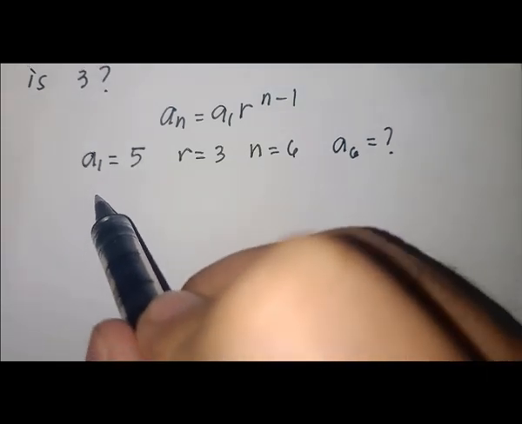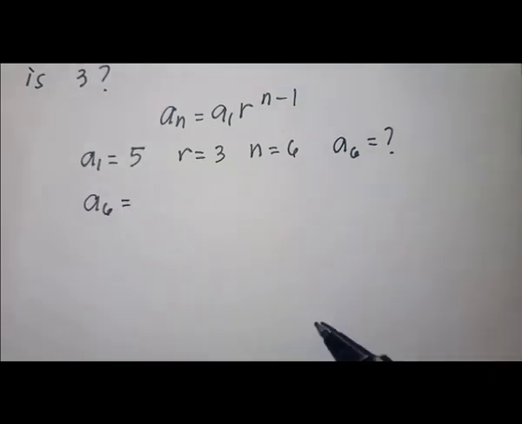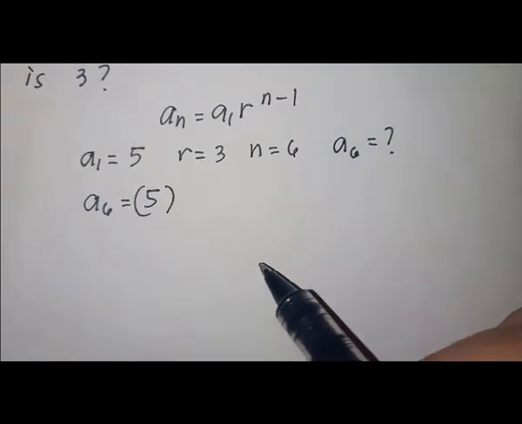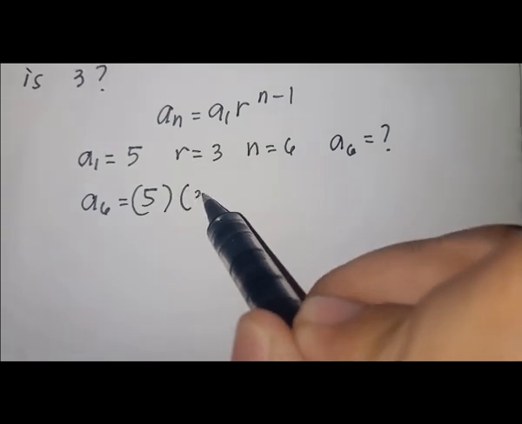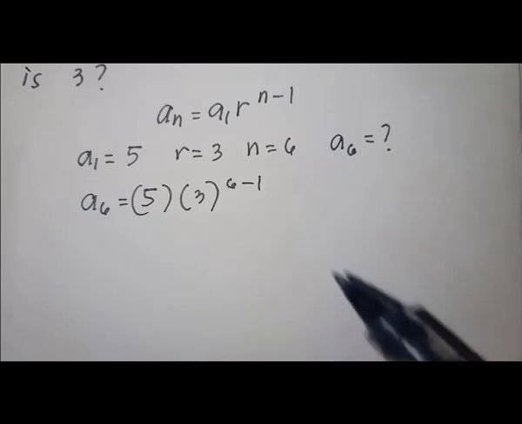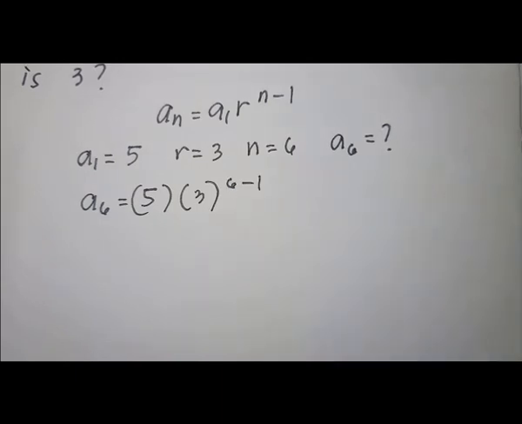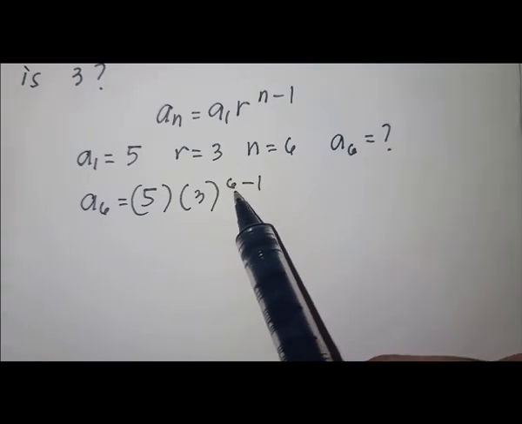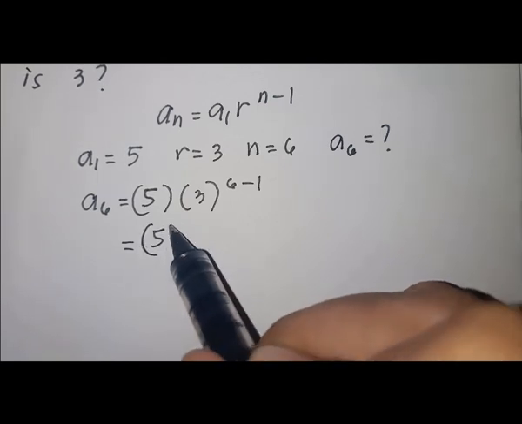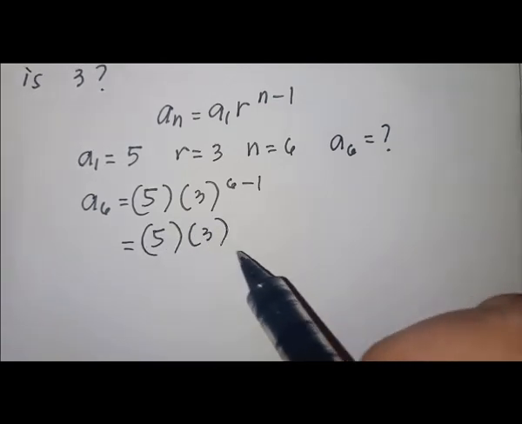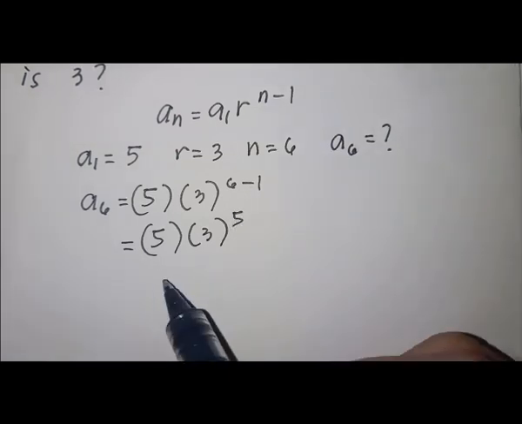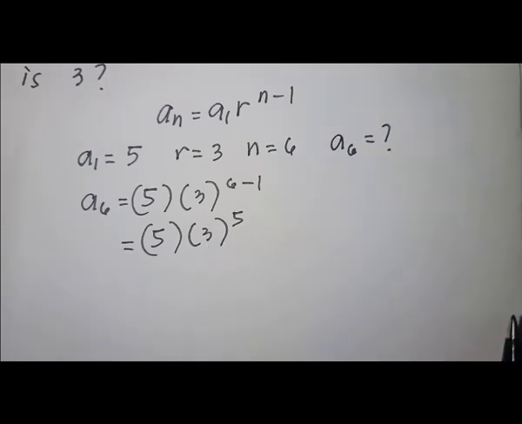So, meron tayong a sub 6, yung hinahanap natin. Ang a sub 1 natin ay 5. Ang common ratio natin ay 3. Ang n natin ay 6. So, you have 6 minus 1. So, gaya kanina, unahin muna natin yung exponent. Subtract natin. You have 6 minus 1. So, magkakaroon tayo ngayon ng 5 times 3 raised to 5. Okay? So, unahin muna natin yung 3 raised to 5.